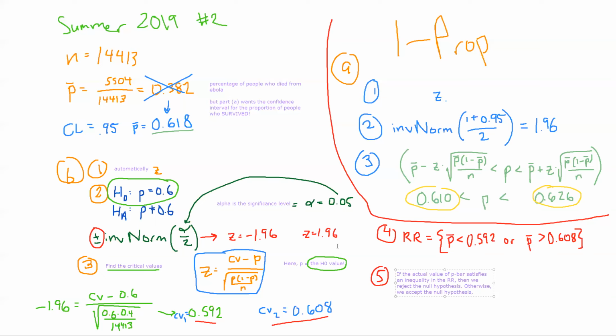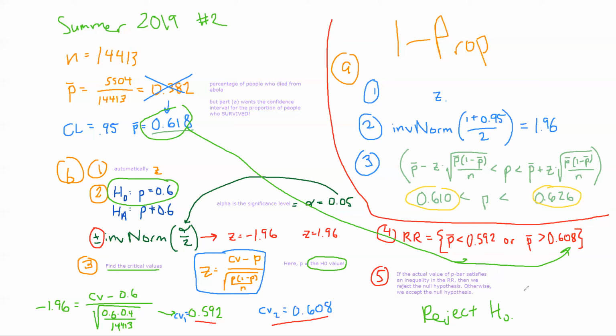So as a reminder, what is our value of P bar, Victoria? 0.618. We're going to take this 0.618 here and check to see if it satisfies one of these inequalities. Is 0.618 smaller than 0.592? No, it is not. Is 0.618 bigger than 0.608? Yes, it is. So with that in mind, we're going to reject the null hypothesis. Perfect. Cool.